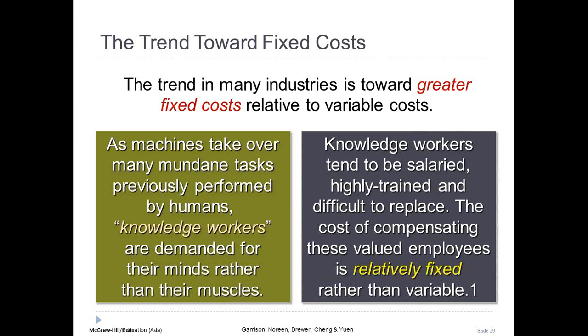Likewise, as workflow technology, machines, and robots accomplish the repetitive work, the high-skilled, intelligent knowledge workers who are trained with very specific skills tend to have a higher cost. They have salaries, they have skills, and companies have to pay for those salaries and those skill sets. So knowledge workers are more expensive than laborers. So the cost of paying these employees is usually relatively fixed.